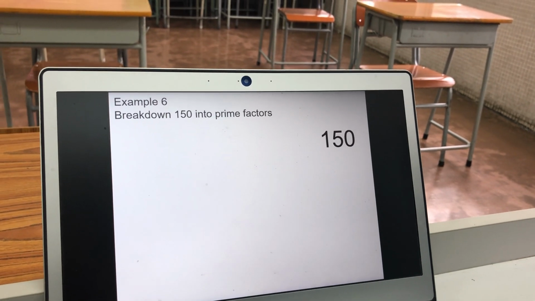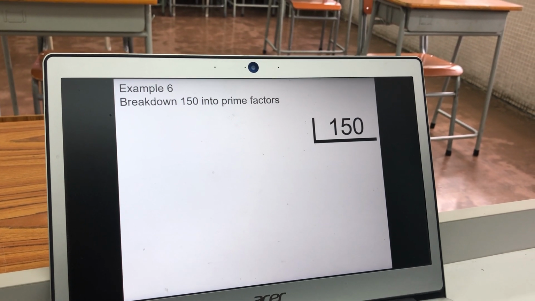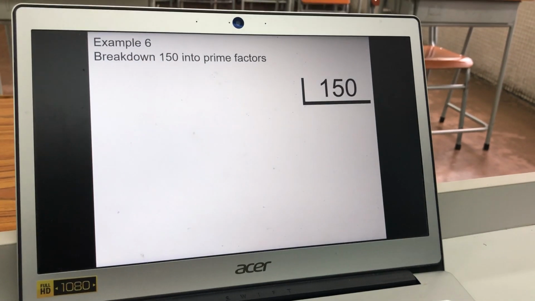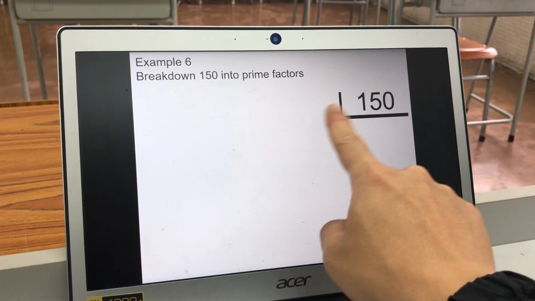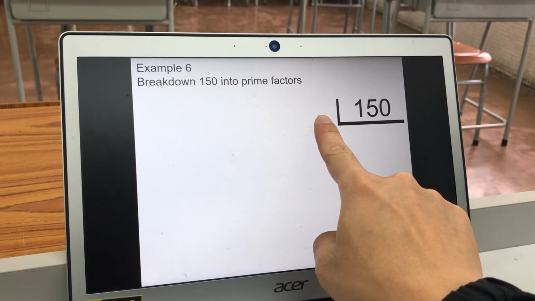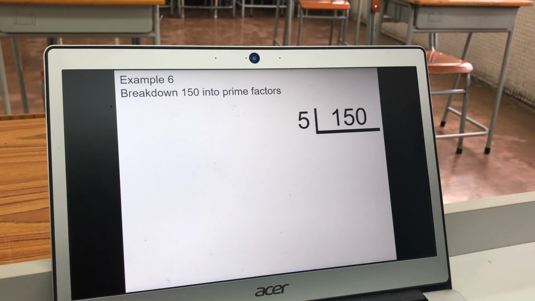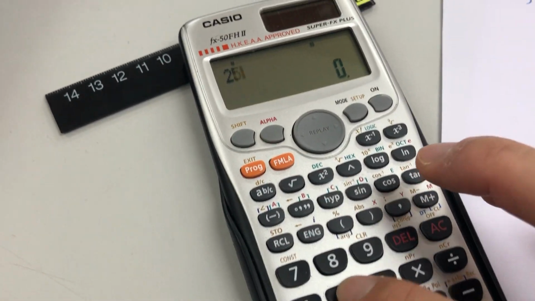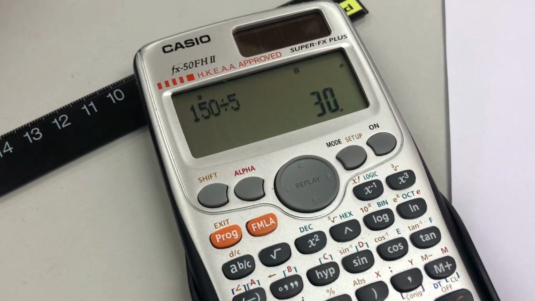So what about 150? Could you break it down? What number would you like to try? In fact, there are many ways. You could use 2 because it is an even number. It could be divided by 2. You could also use 3 because 150 could be divided by 3. And you could also use 5. It's up to you. So I would like to use 5. 150 divided by 5 becomes 30.